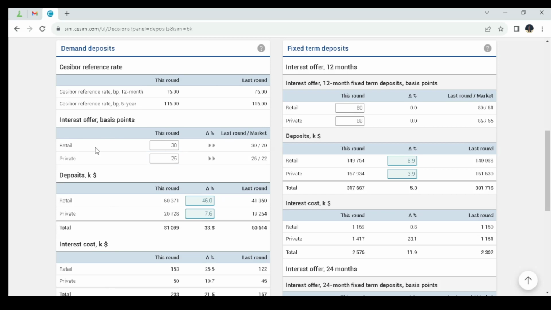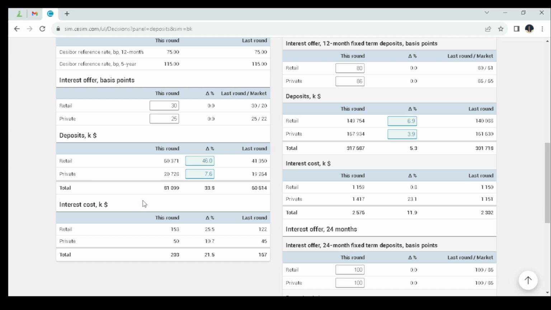Next is the retail estimate, and here we are estimating how much the balance will grow for these particular deposits. Remember that for the second one, the retail estimate, we are estimating how much the balance will grow for this particular deposit, so you can see that last round we had 41,350. You'll estimate here what you want to have in this round.